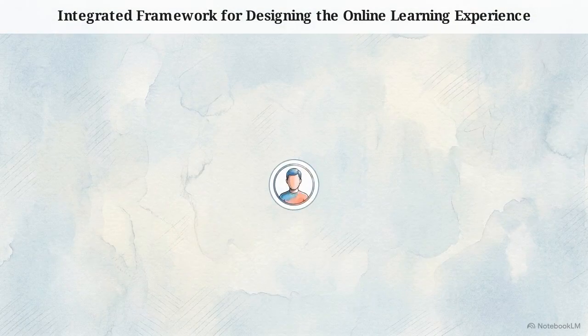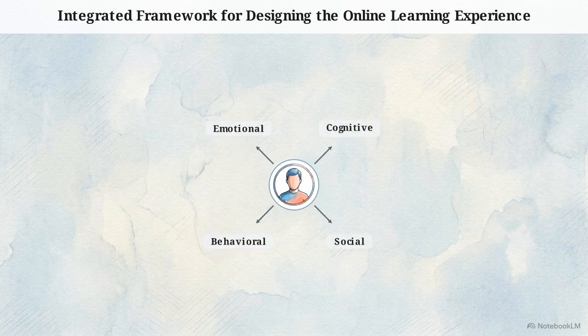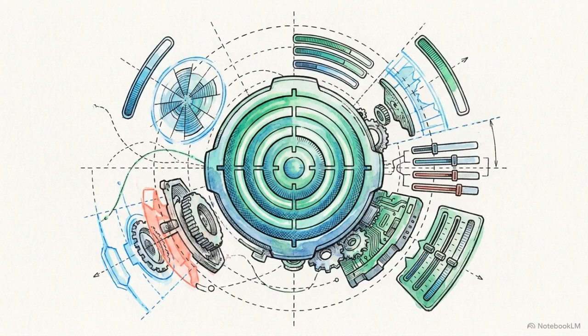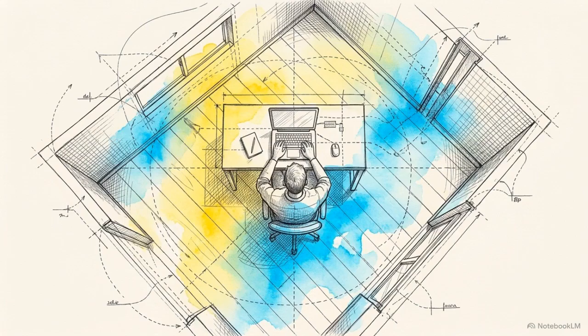To execute this, we use the integrated framework for designing online learning experiences. This framework operates by mapping 4 internal psychological dimensions of the learner directly onto 5 external, actionable design aspects built by the instructor. This matrix provides the structural map for moving beyond passive content consumption and targeting specific cognitive outcomes. We have to construct this framework from the inside out, starting with the individual learner.